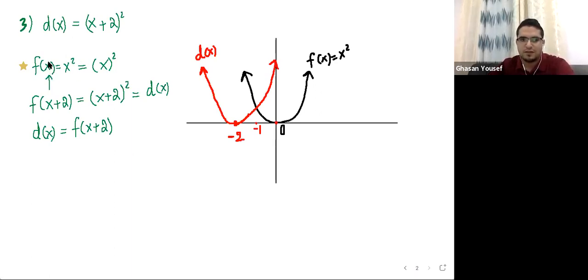So here I plug inside the function x plus 2 to make it similar to this one. So after I plug the x plus 2, I get f of x plus 2 equal, here instead of x, x plus 2, everything squared. And if you go back to the first line, you see this is exactly the d of x. So d of x equal f of x plus 2. This means you have to graph the original function f of x, then shift the original function 2 units to the left.